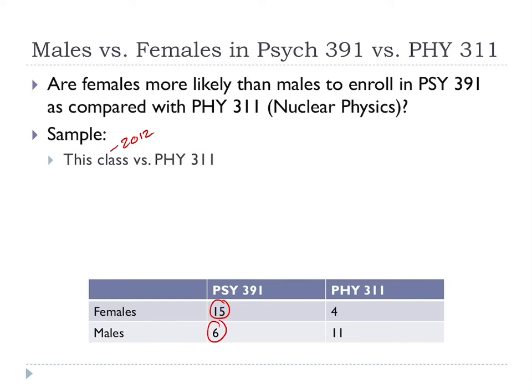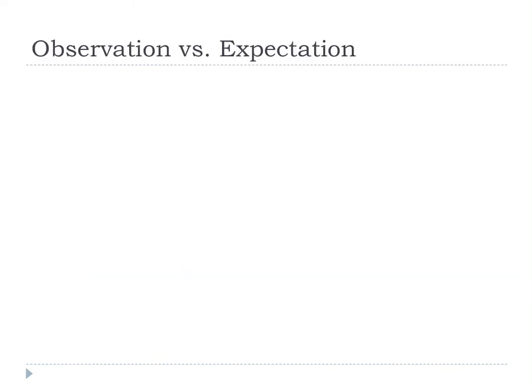Now that's actually, as you'll notice, different from this year. In Physics 311 that year, there were 4 females and 11 males. And what we want to know is, are these proportions of male to females different between these two classes? Well, obviously, just by looking at it, they seem a little bit different, right? In 391, we seem to have a lot more females than males. And in Physics 311, they seem to have a lot more males than females. But maybe this is within the realm of chance alone. And that's what we're really going to ask.